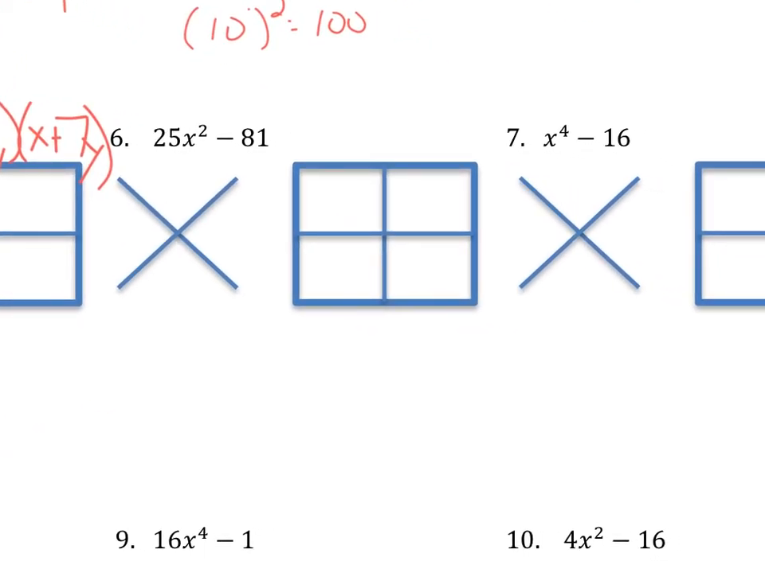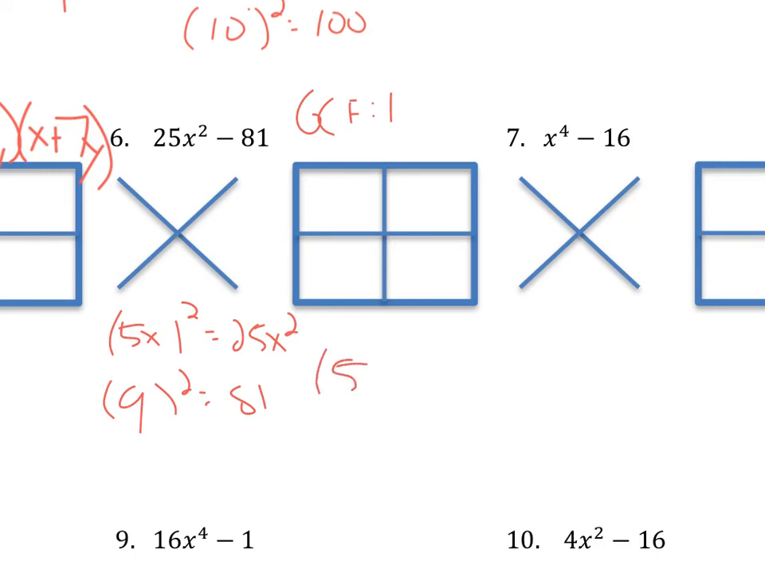Same thing, is there a GCF for that one? Nothing goes into 25 and 81, so our GCF is 1. And then what squares to give us 25x squared? That's 5x. What squares to give us 81? Well, that's 9. So then we go 5x and 9, with one positive, one negative.